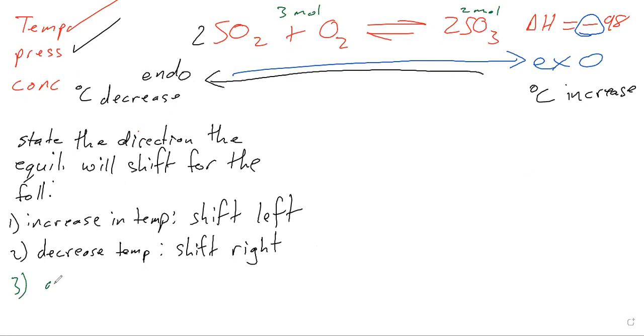Increase it. All right. The side with more moles favors higher pressure. The side with fewer moles has a lower pressure. If the system wants to increase the pressure, where will it shift? To the reactant side, the left side.